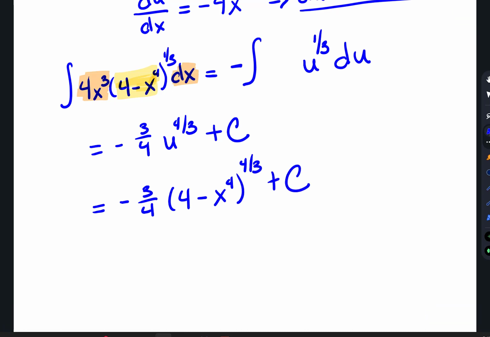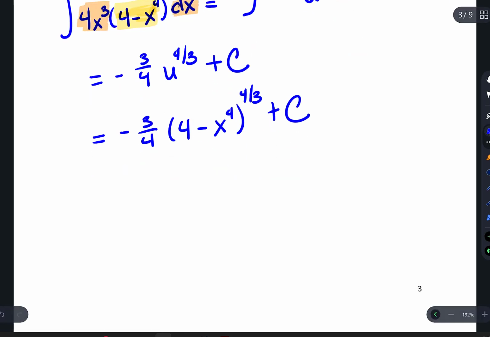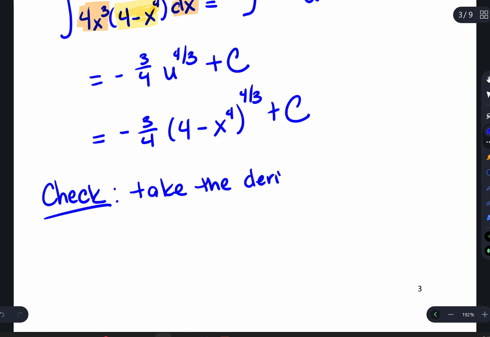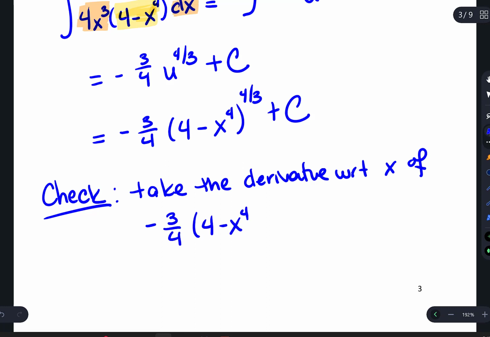Now, especially at this stage, I highly recommend that any time you compute an integral, you take the derivative of that integral to see if you get back to the original function. This is always a really good check to perform, especially as you're getting used to the different integral rules. So for our check here, we're going to take the derivative with respect to x of minus 3/4 times (4 minus x to the 4th) to the 4/3 plus c.